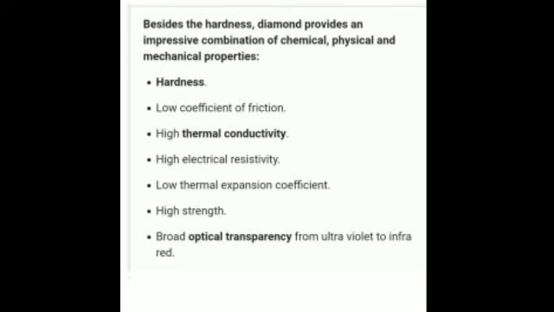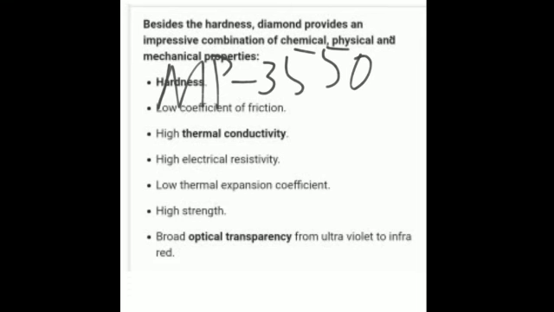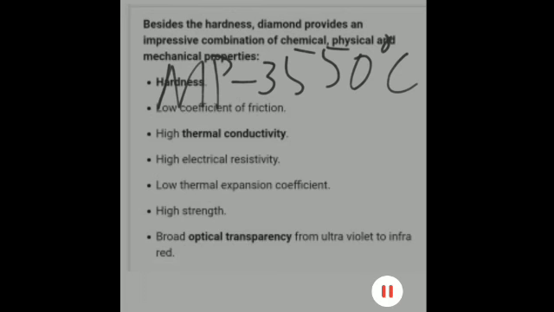Apart from this, it has a very high melting point, around 3550 degrees Celsius. So a lot of heat energy is required to break the strong bonds between the carbon atoms, and when it is heated at such a high temperature for a long period, that is prolonged heating, it changes diamond into graphite. It is generally insoluble in all solvents just because of such a rigid structure. Is it clear? Now, what are the various uses of diamond?